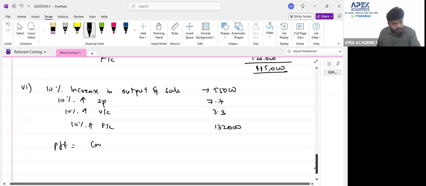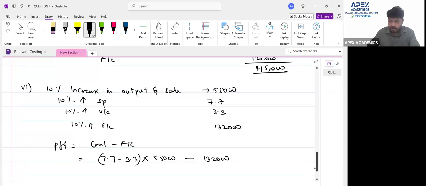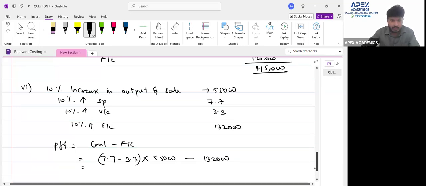Your profit is going to be contribution minus fixed cost. Contribution is 7.7 minus 3.3 multiplied by how many units? 55,000 units, minus the fixed cost of how much? 1,32,000. So what is this? 4.4 multiplied by 55,000 minus 1,32,000. What is your answer? Your answer is 1,10,000. So we are done with all the 6 cases.